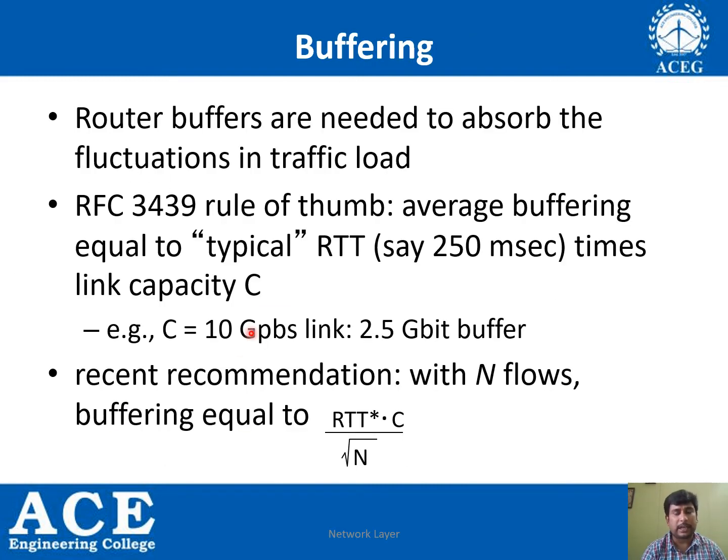Whenever a queuing mechanism is generated either at the input port or output port, we need certain buffers to store those datagrams. So router buffers are needed to absorb the fluctuations in the traffic load. What is the fluctuation? The capability is only one datagram per unit time, and you found 3 datagrams at a time. So to hold those 2 extra datagrams, we need buffers.